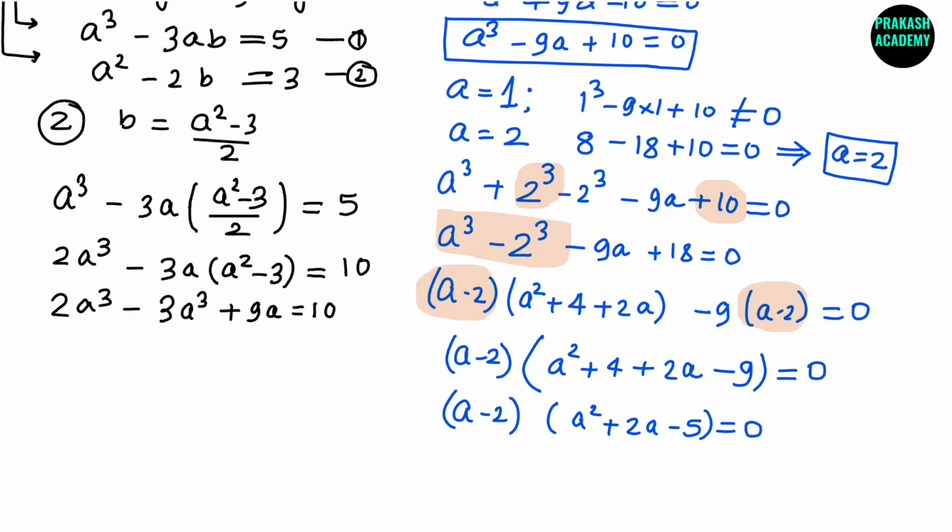So we have two possibilities. Either this term is 0 or this term is 0. So let us consider two cases. We will consider first case 1, that is a minus 2 equals 0. This means a equals 2.